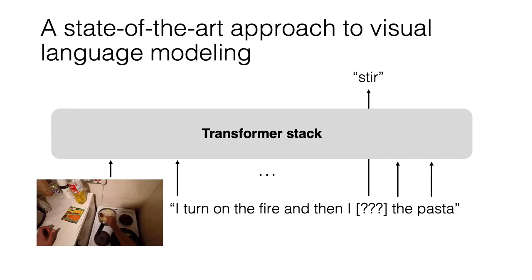Most current state-of-the-art digital language systems follow an architecture very similar to the one we show in this slide, where the transformer stack gets as input both an image and the text that's related to that image, and it has to output a prediction based on these inputs. These models have achieved very good results in a lot of vision and language tasks.